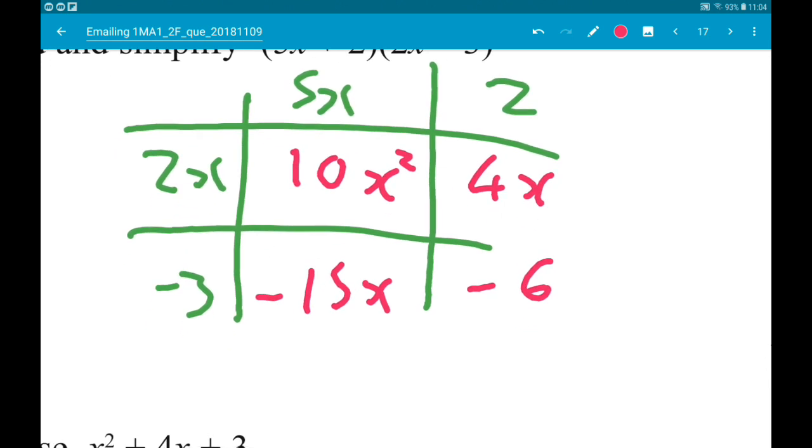Now we need to simplify. So we have 10x squared, now we have minus 15x add 4x, so that's minus 11x, and then minus 6.